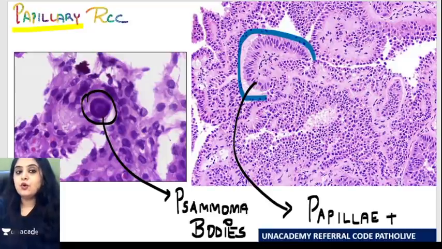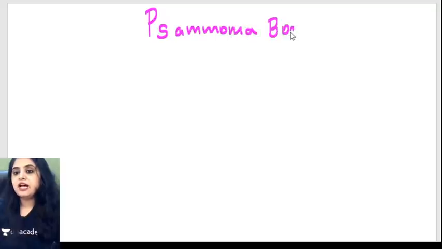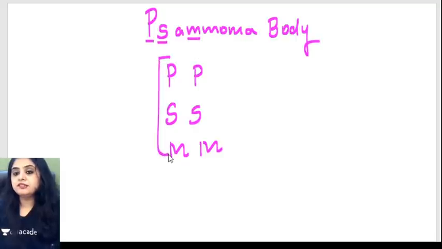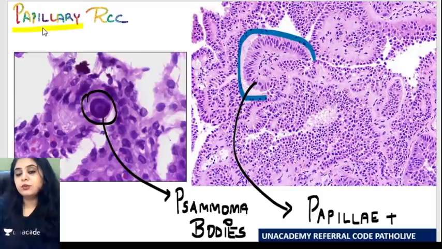Now guys, your homework for the day is you are going to enumerate all those things in pathology where we can see a psammoma body, and I'll tell you exactly how many things you need to enumerate. So the mnemonic of that is PSM square. So you're going to tell me 2 P's, 2 S's and 2 M's. So PSMM. So remember PSM square. I'm waiting to look at those 6 diseases or tumors where you're going to tell me the psammoma body formation. And this is what it looks like. One of them happens to be P for papillary RCC.